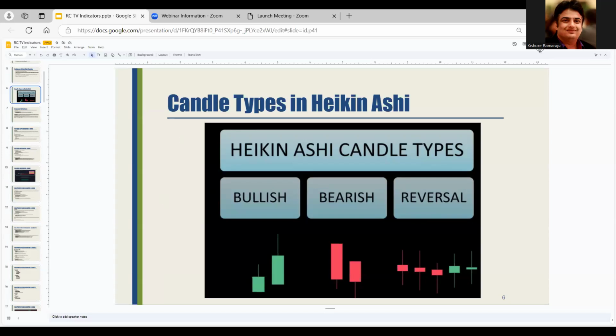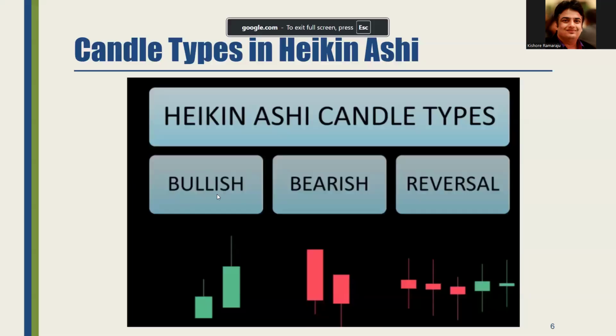So, before I explain about various indicators, I want to quickly explain a few things you all need to know when you trade using our indicators or any other indicators. First thing is you need to know what are the different types of candles, right? Whether it is Heikin-Ashi candles or normal candles or whatever candle type you are using. Generally, you have bullish candles, bearish candles, and reversal candles.